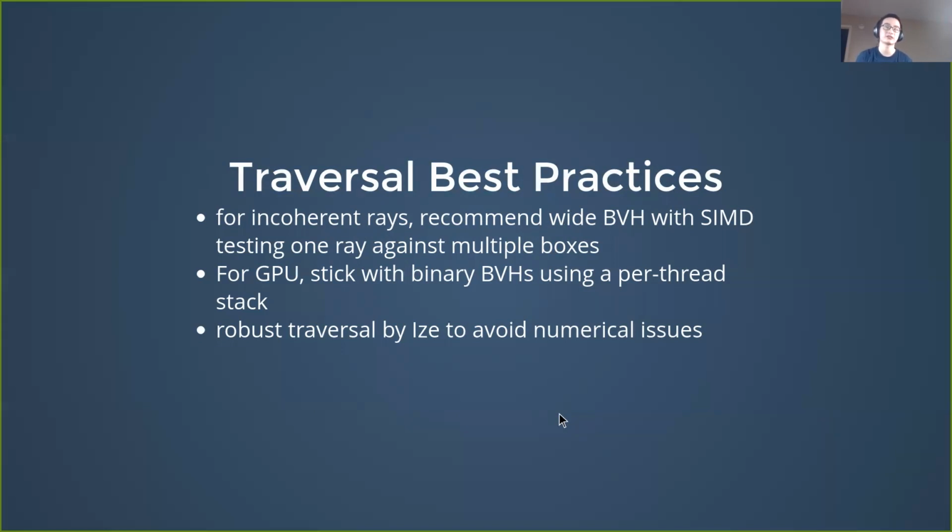For GPU, the paper states that wide BVH can be too difficult to implement, so it's recommended to stick with binary BVH with per-thread stack. Also, this robust traversal paper can be used to avoid numerical issues.